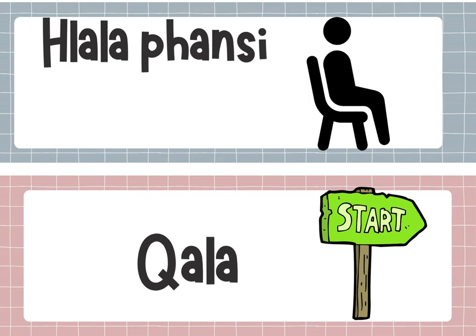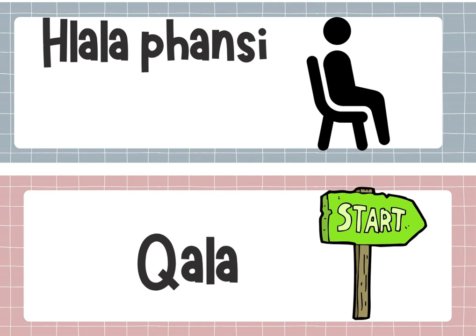Hlala phansi. The teacher can even call your name and be like, Zandile, hlala phansi. It just means Zandile, sit down. Or they can add the word please, which will be Zandile, ngicela uhlale phansi. I will be making a video with all the polite requests that we often use in classroom or around different places in future.